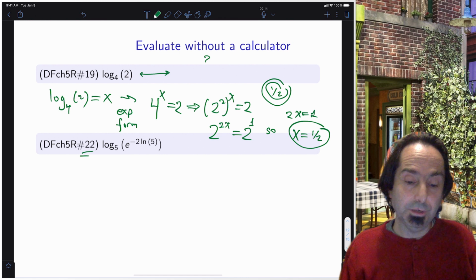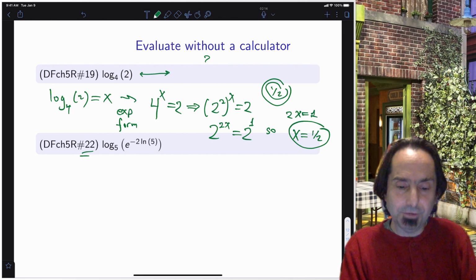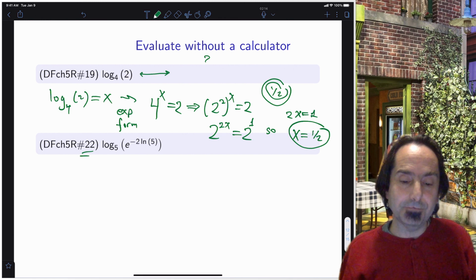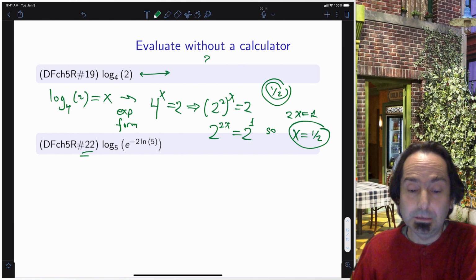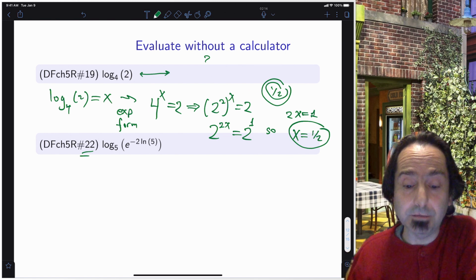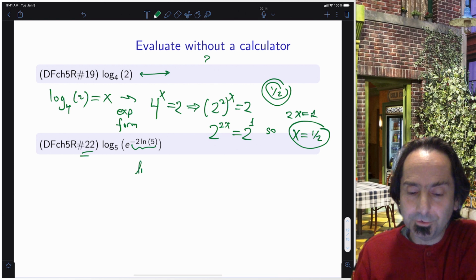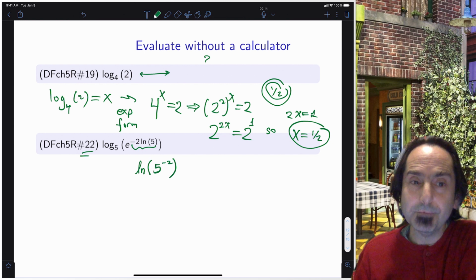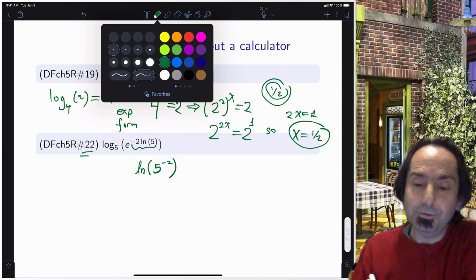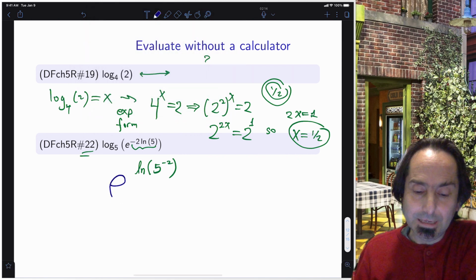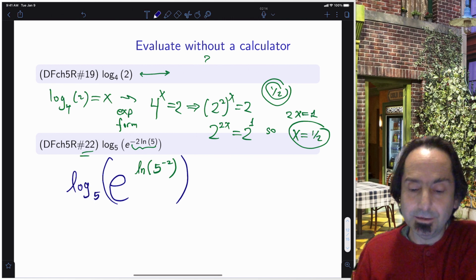Okay, let's do number 22. Oh my goodness. Log base 5 of e to the -2 natural log of 5. We have to evaluate without a calculator? Well, here's one thing. You got to do something. And I can do something in the middle, in the innermost part. This is the natural log of 5 to the -2. Right? And if I just leave everything else the same, it's going to be e to that. And I want log base 5 of e to that.